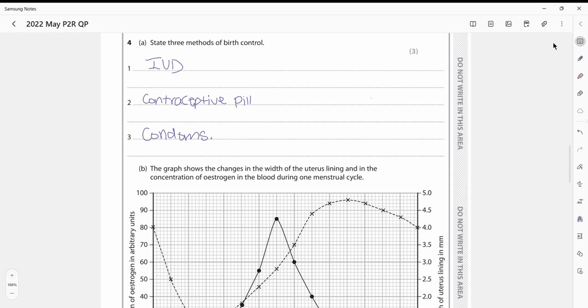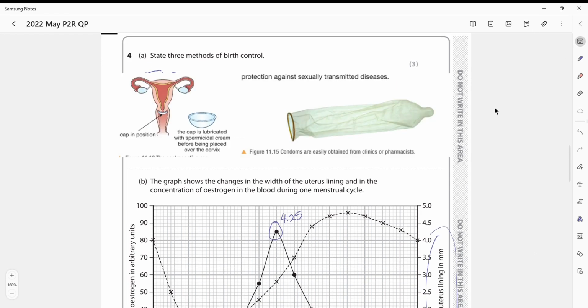is barrier method. So here are some examples of barrier methods. We have the male condom over here, and then this is a diaphragm, so you would insert that into the vagina, and both of these prevent sperm from entering the uterus and therefore entering the oviduct, where fertilization would occur.